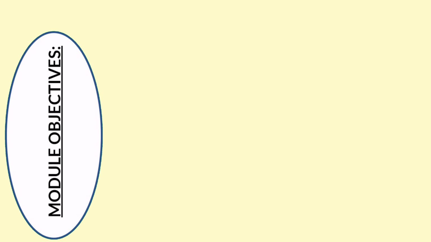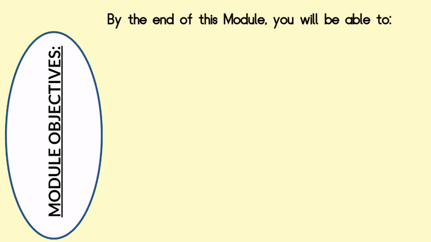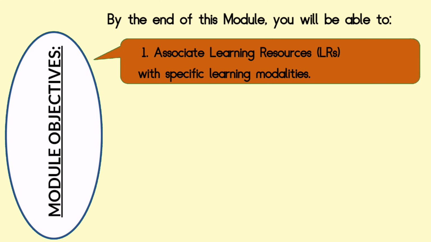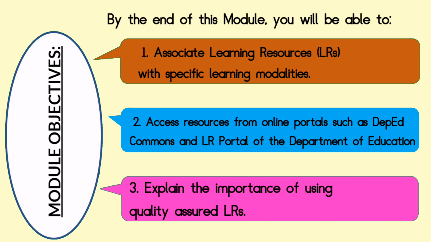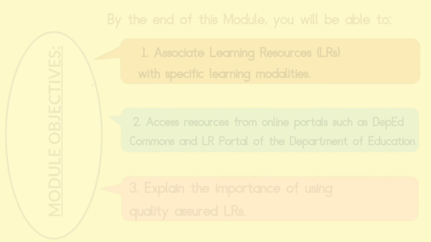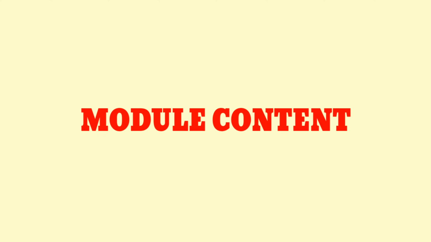Here are the objectives of this module. By the end of this module, we will be able to associate learning resources with specific learning modalities, access resources from online portals such as DepEd Commons and LR portal of the Department of Education, and explain the importance of using quality-assured LRs. Here are the three contents of this module.